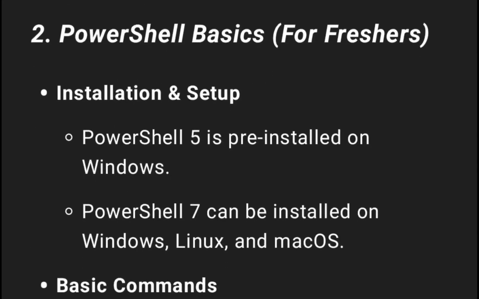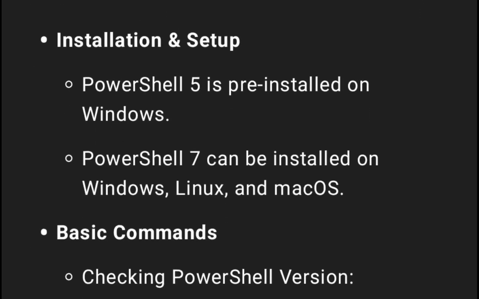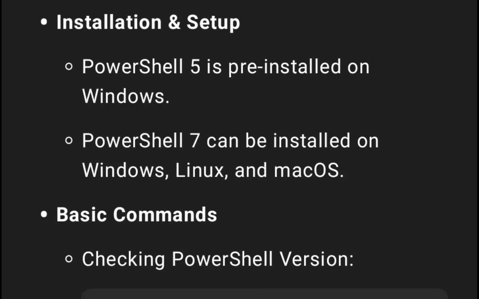And these are some basics of PowerShell, starting with installation and setup. PowerShell 5 is pre-installed on Windows by default. If you purchase a new laptop, it will be available by default. If you want to install PowerShell 7, you can install it from the official downloads page, or else go to GitHub. In the resources, you can select the PowerShell version and download it, and you can also choose the operating system. It works on any of the cross-platforms.